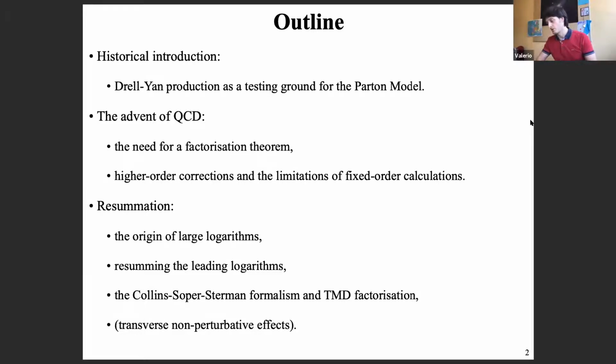And the resummation is essentially a technology that allows us to resum large logarithms that happen in specific corners of the phase space. We will discuss the origin of these logarithms. I will discuss a little bit how to resum these logarithms, and this will eventually lead us to the so-called CSS formalism after Collins, Soper, and Sterman. And I will connect this formalism to TMD factorization. And then if time allows, I will also discuss a little bit what are the non-perturbative effects that happen when one considers the TMD factorization.